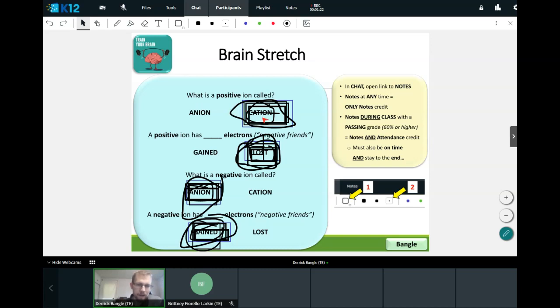What is a positive ion called? That would be a cation. Again, you can either remember it using the way that the T looks like a plus sign to mean positive, or that cats love to paw at things, so cation is positive.